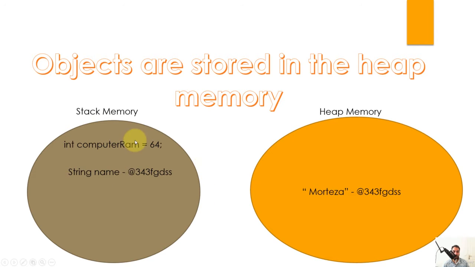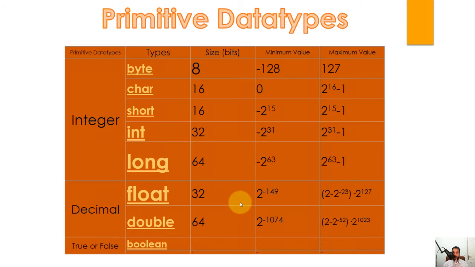I just wanted to let you know the difference between stack memory and heap memory. So finally, I wanted to show you this primitive data types chart. So here you can see that we have the integer primitive data type. So these are the different variations of this data type.